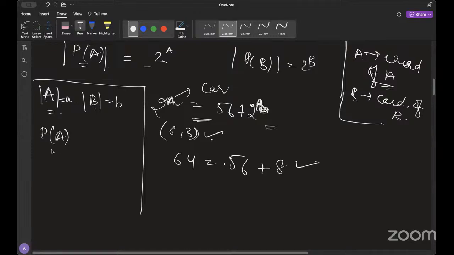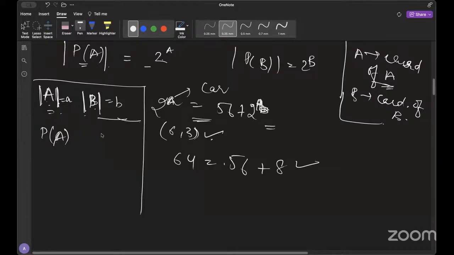Ma'am, what do you mean about the notation? It is mod, I think. This is how you denote the cardinality of a set. The cardinality of A is noted by this, and the cardinality of B is noted by this. For sets, you denote the cardinalities in this manner by putting the mod. Is that all right? Yes, ma'am.